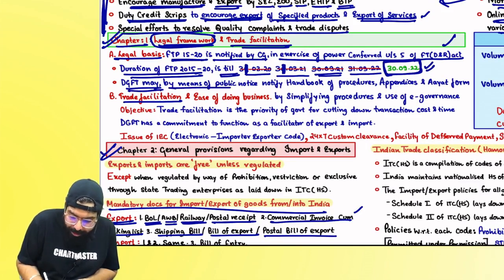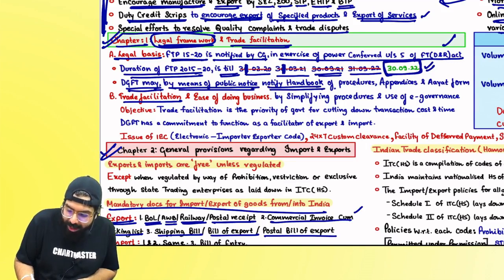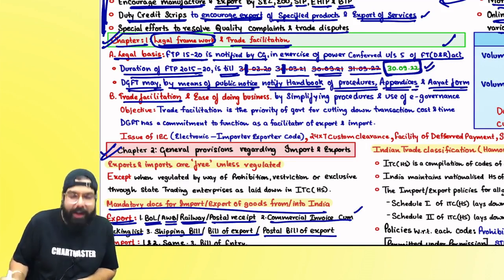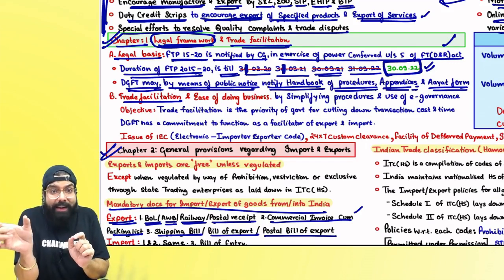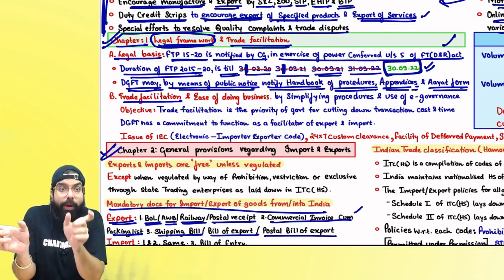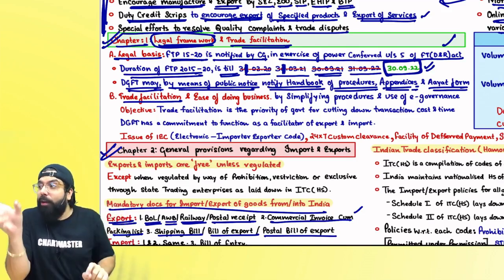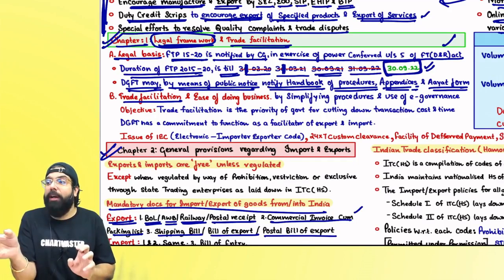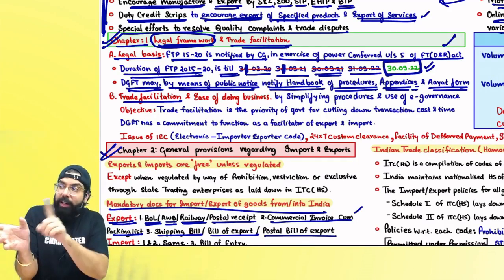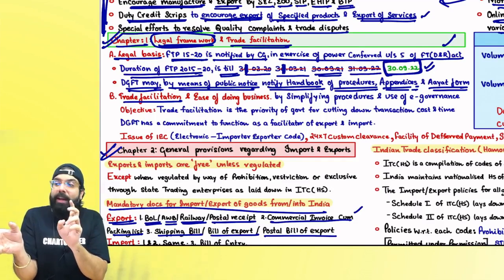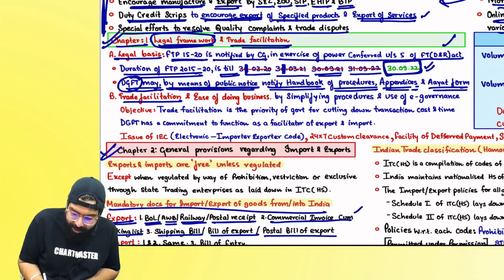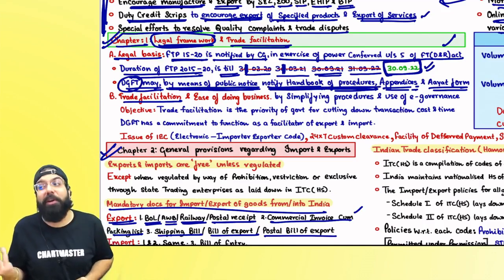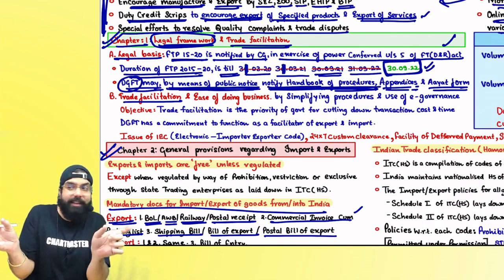DGFT may, by means of public notice, notify the handbook of procedure, appendices and ITC form. Everyone listen. The GST law was created. The GST Act gave further power to make the rules. The same way foreign trade policy is created. Now in the foreign trade policy they have written that whatever forms are required to operate the foreign trade policy, any rules, regulations, who can create them? DGFT. DGFT may by public notice notify what? The handbook of procedure. Procedures mean what? Rules, etc. only. For the Act it is rules which are given.